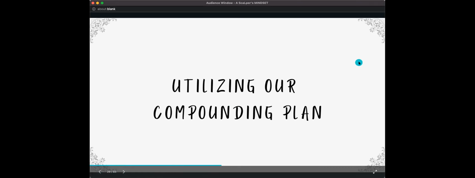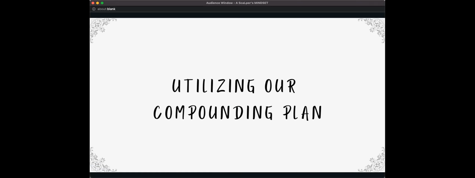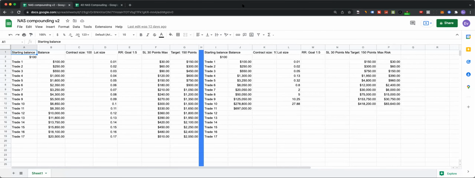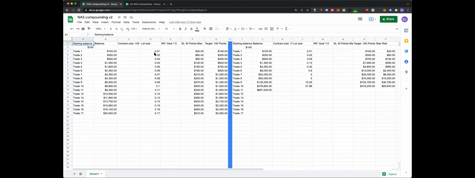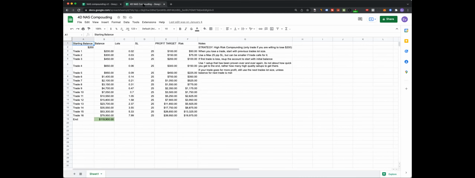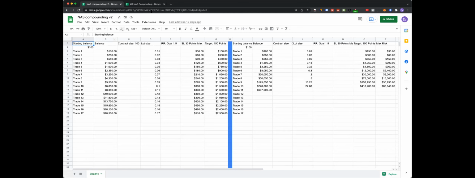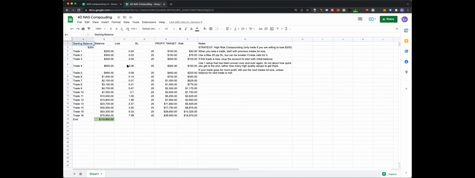Utilizing our compounding plan. So I'm going to go ahead and switch the screen over. Let me resize this real quick. Okay, this is pretty much the medium between these two, and I'll explain these two trade plans. I'll post these in the group, or in the private channel.